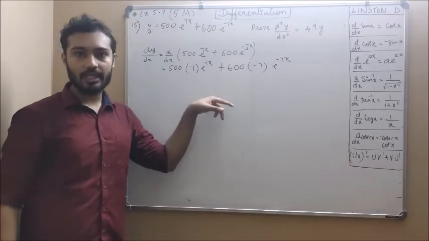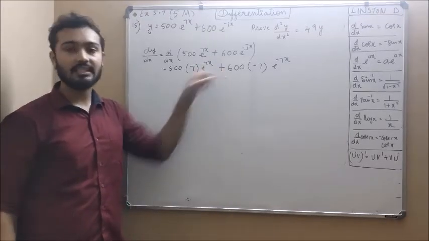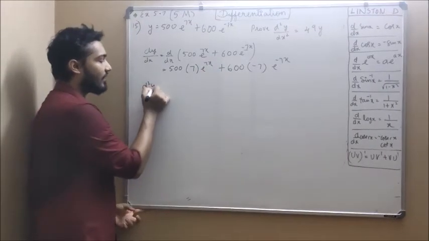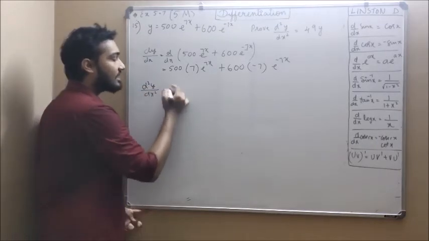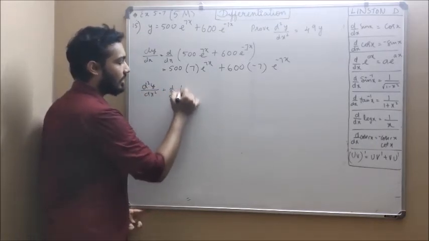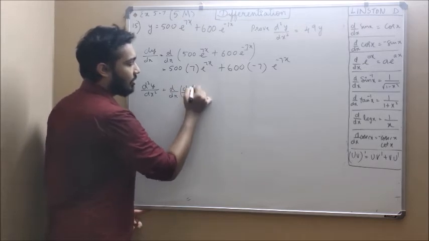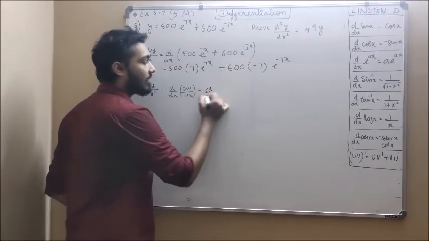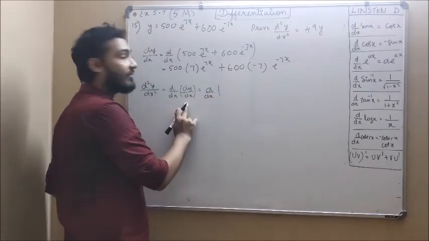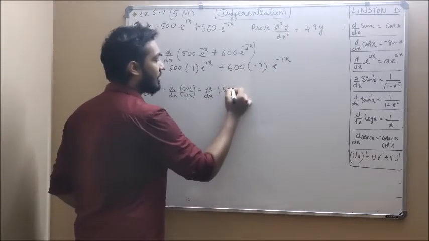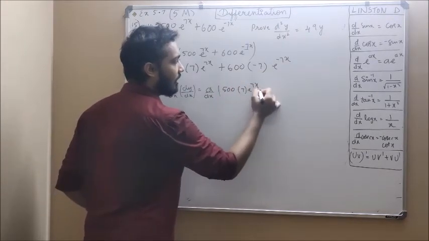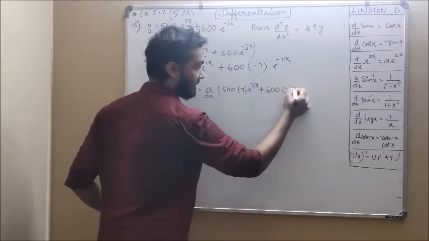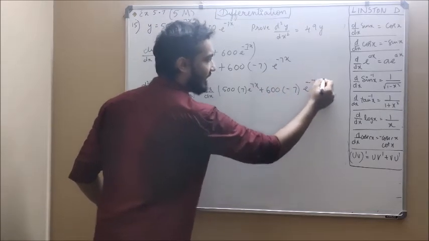You have to find the second order derivative. How do you get that? Differentiate this once again. So the second order derivative d square y by dx square is nothing but d by dx of dy by dx. What is dy by dx? 500 into 7 e power 7x plus 600 into minus 7 e power minus 7x.